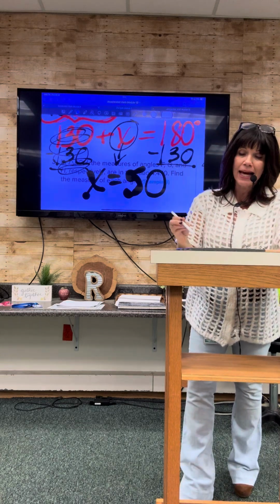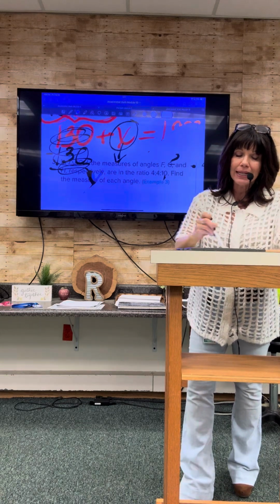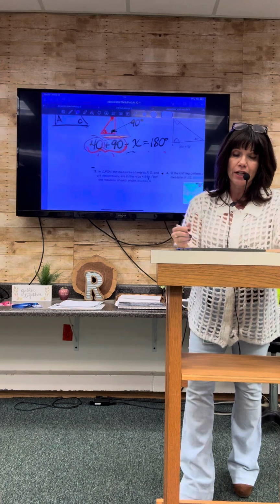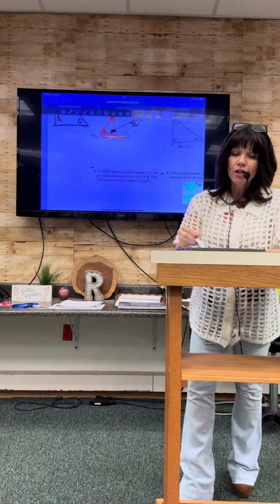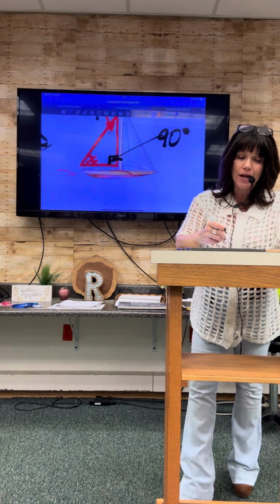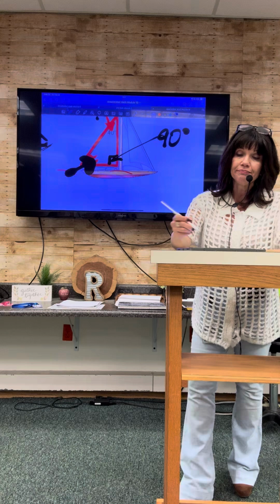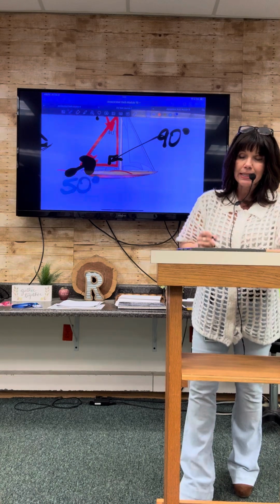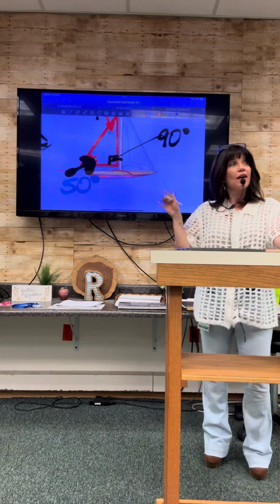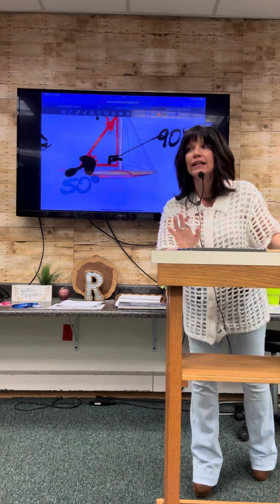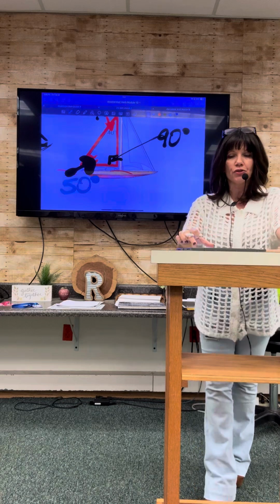Great job on that. So now I go back into my problem, and you guys please do not erase your work evidence. So what do we realize now is the value of this angle in the sailboat? 50. It is 50 degrees. Any questions on how we found that missing angle? Now that was the easy one. They start you off gently at first, usually, don't they?